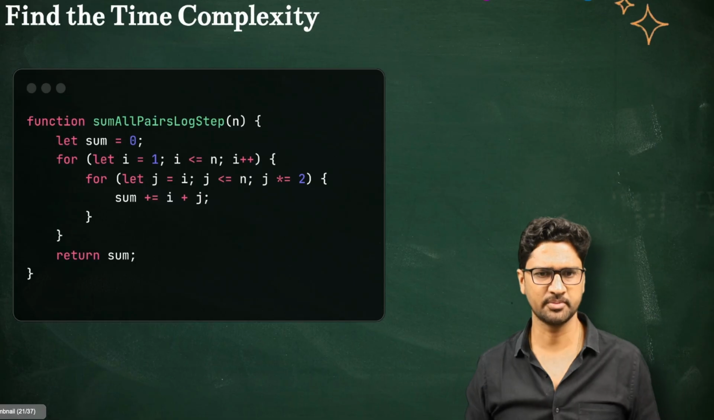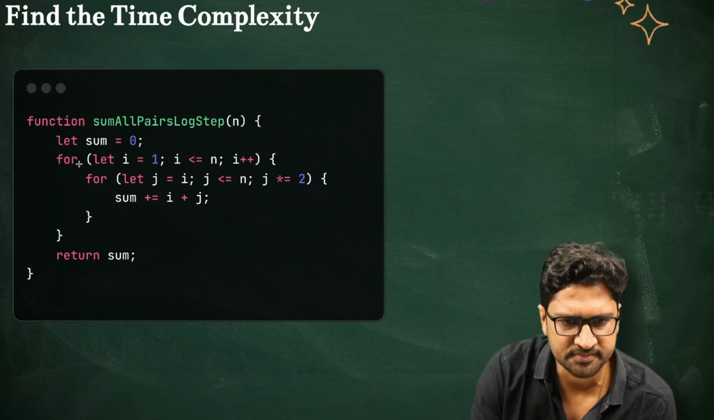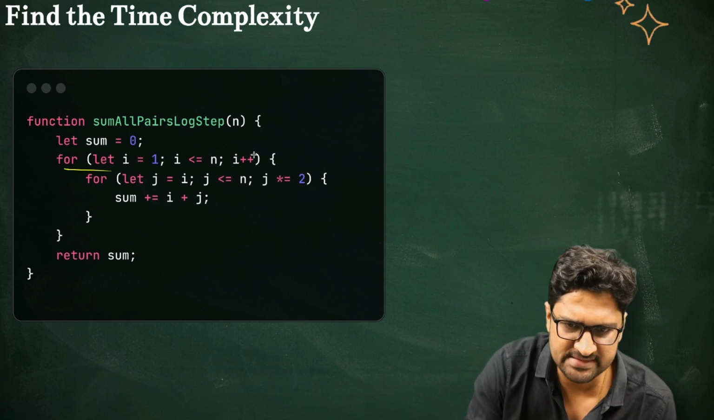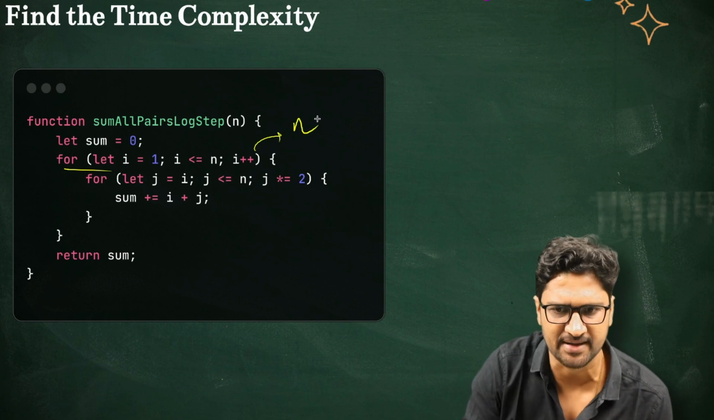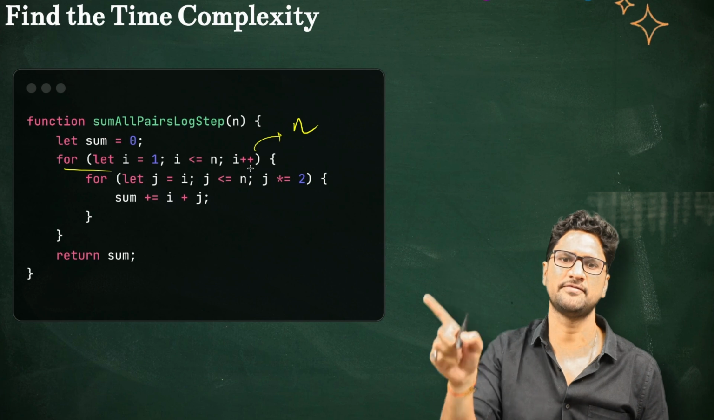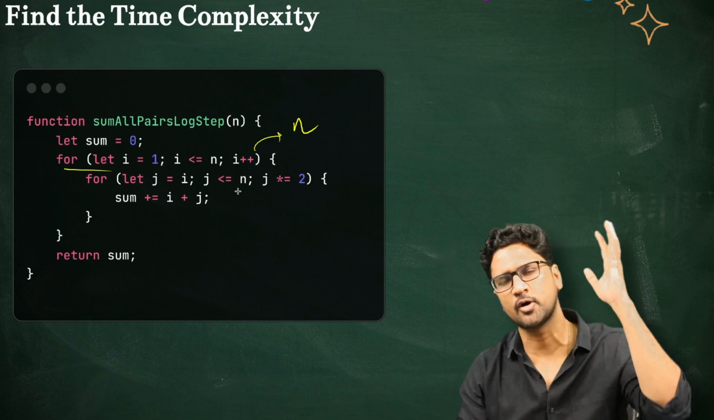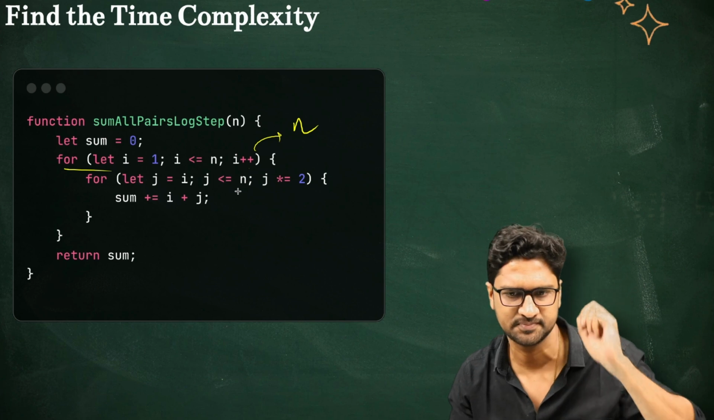Let's take another problem here. In this problem, I have two loops, right? This loop, if I go and see, will work for n times, right? Because i starts from 1, i is incremented by 1 every time, and the i value is less than or equal to n. So the outer for loop will always run n times.